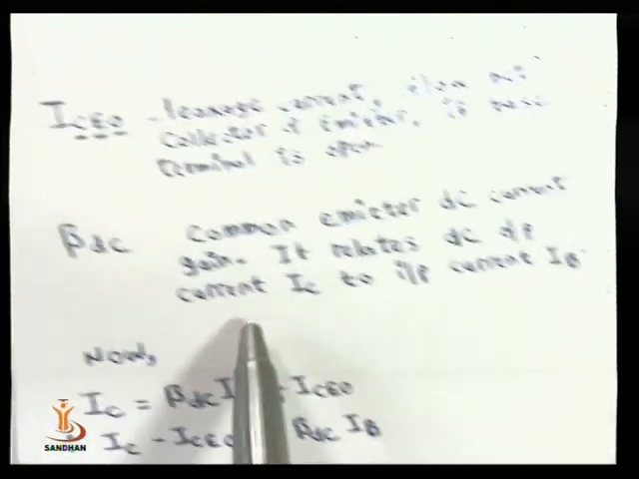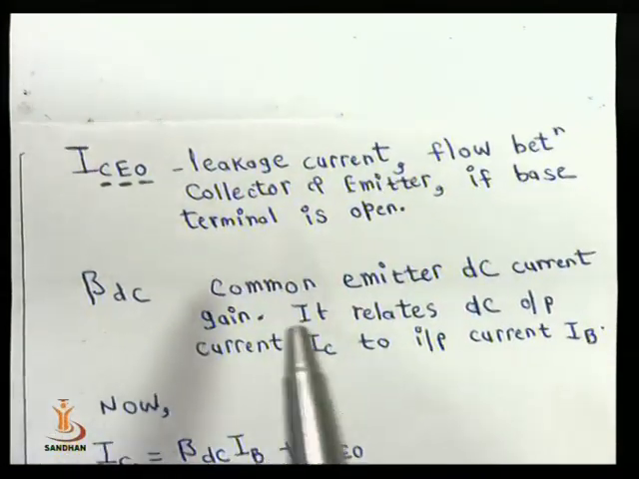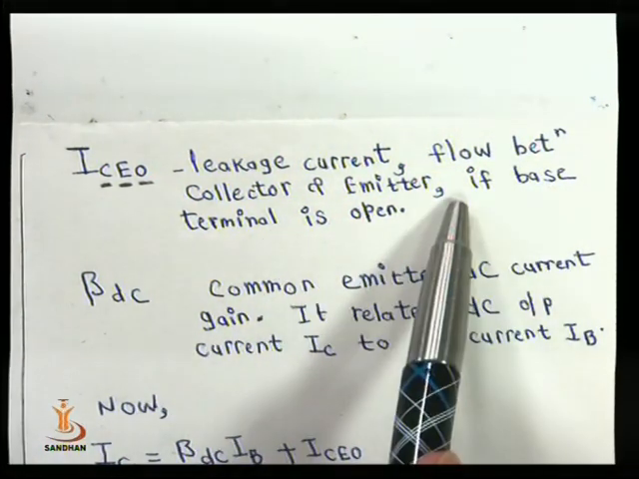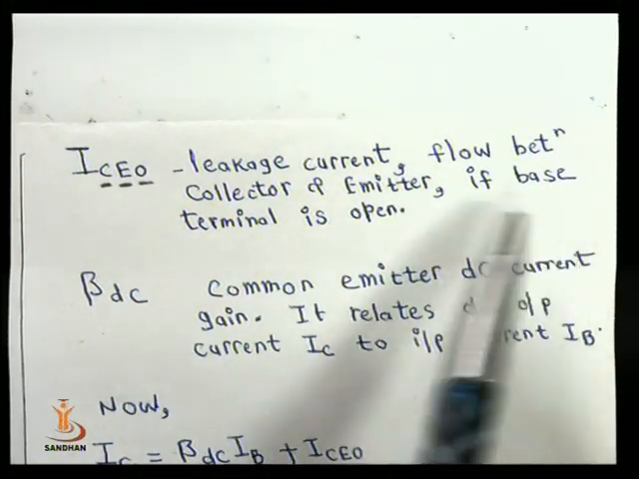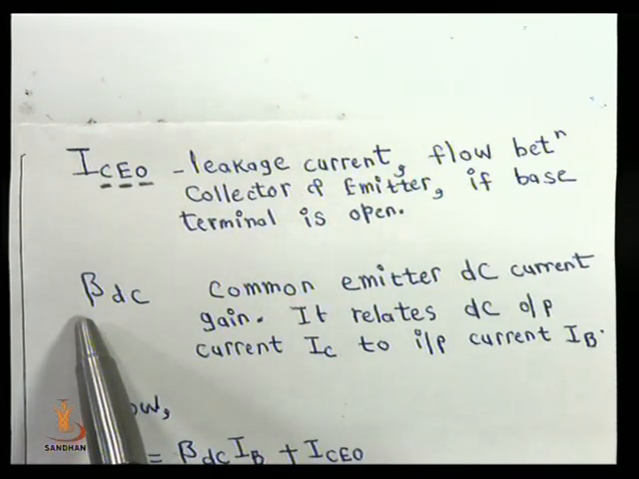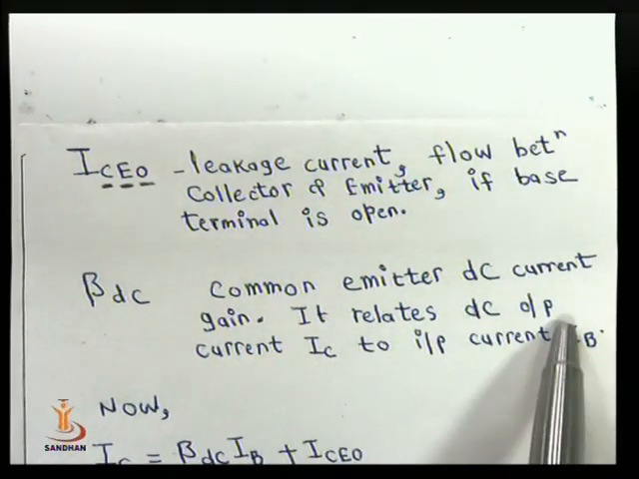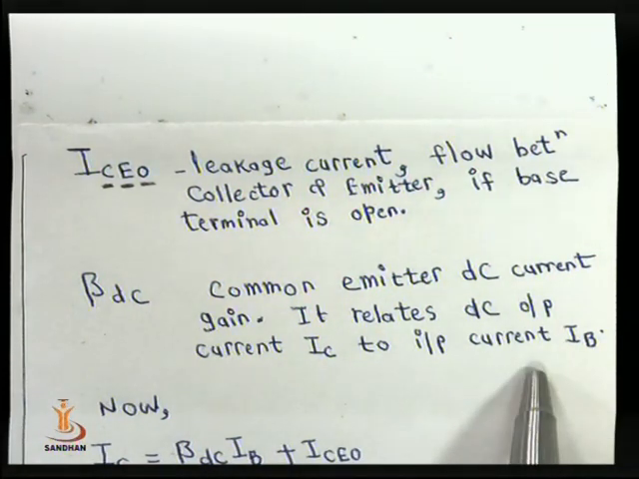So basically, ICO is the leakage current flow between the collector and the emitter junction if the base terminal is open. Beta DC, what is beta DC? Beta DC is the common emitter DC current gain. It relates the DC output current IC to the input current IB.